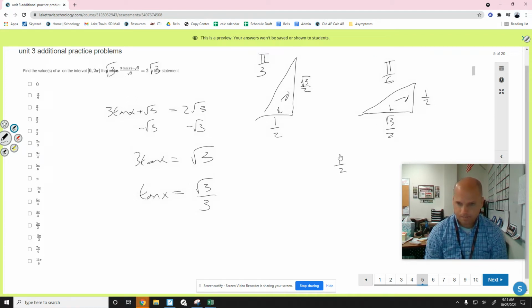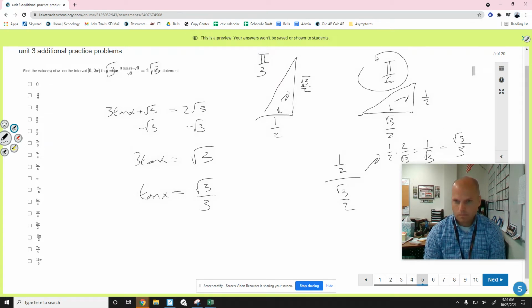Why? If I take root 3 over 2 divided by 1/2, it'll just be root 3, because the 2's will cancel. Dividing by 1/2 is the same as multiplying by 2. So that gives me root 3, but I want root 3 over 3. So if I take this opposite over adjacent, I get 1/2 times 2 over root 3, which turns into 1 over root 3, which rationalized turns into root 3 over 3. So pi over 6's win.